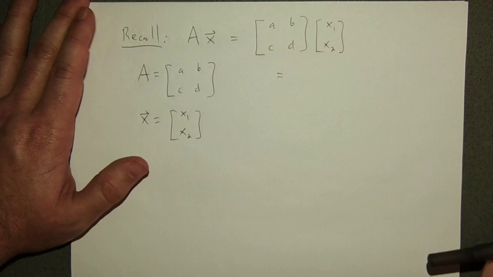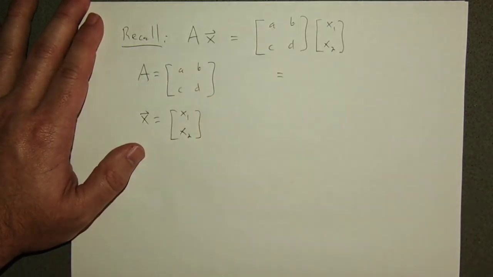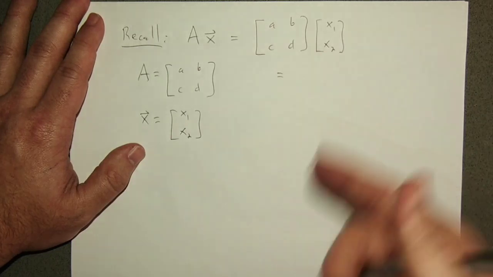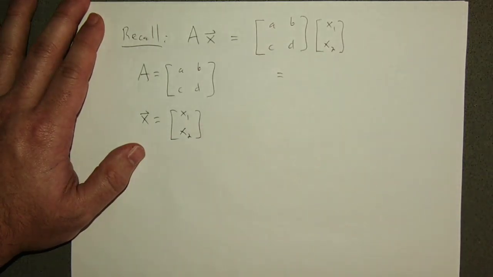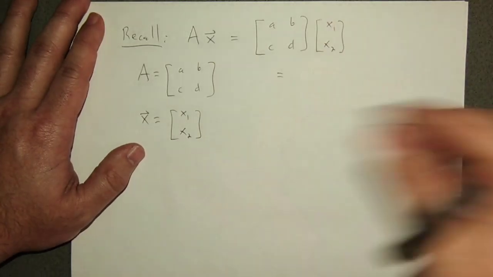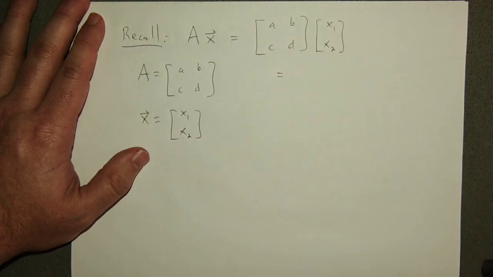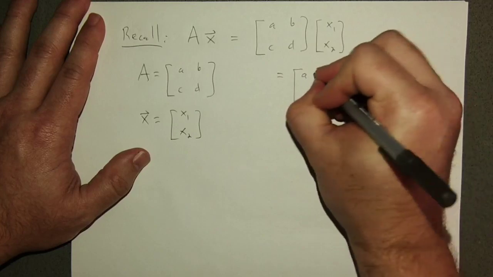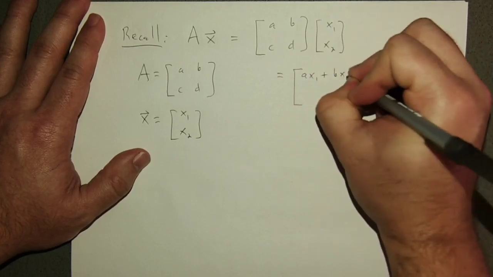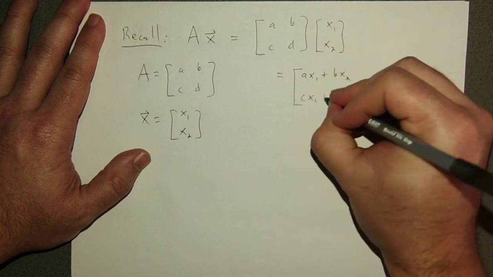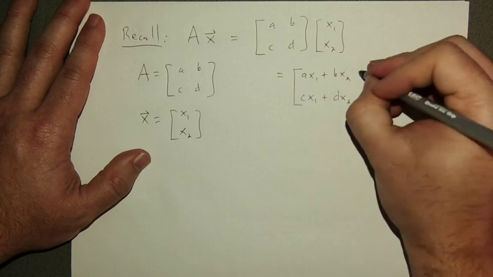I'm not going to get into this. If you don't remember how to multiply matrices, you should brush up on that knowledge. So recall how matrix multiplication works. This is a 2 by 2 matrix multiplying a vector, which is really a 2 by 1 matrix. So the result is a 2 by 1 column vector. And that vector is AX1 plus BX2 in the first slot. And in the second slot, it's CX1 plus DX sub 2.